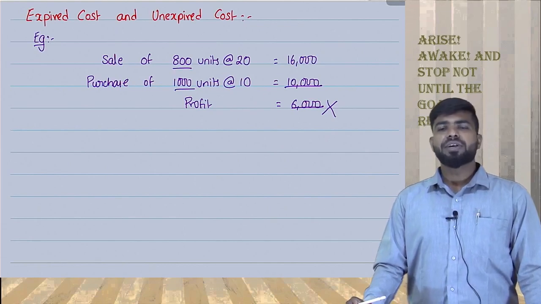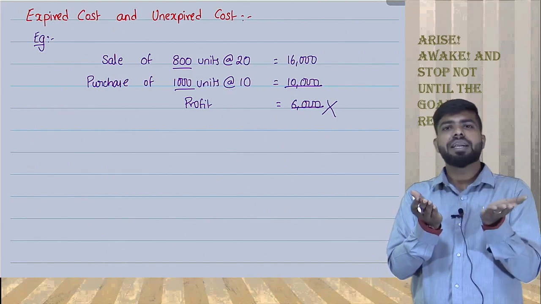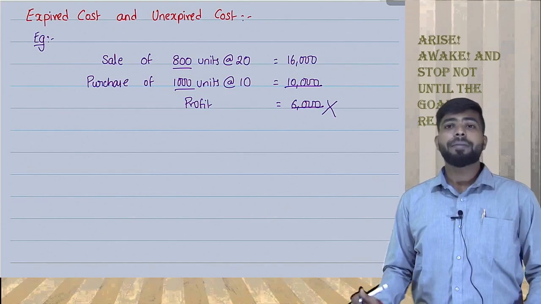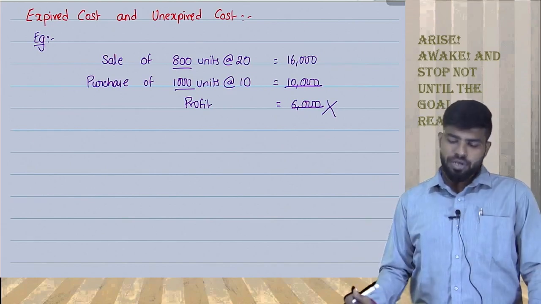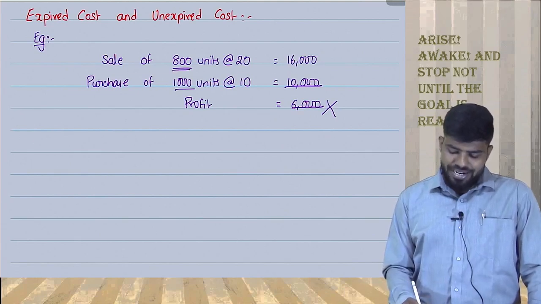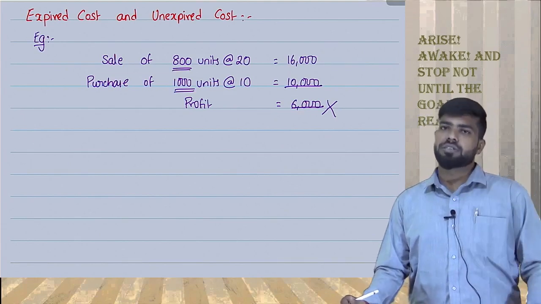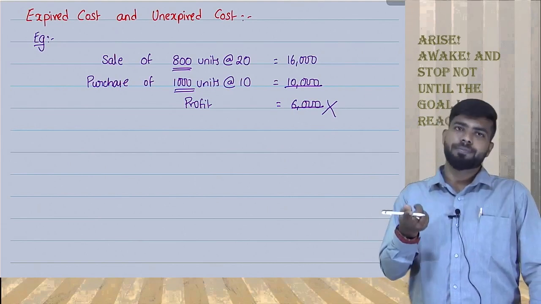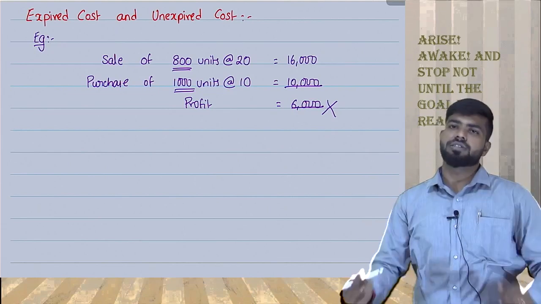How to calculate the profit? We should compare the equal number of units. Revenue of n number of units should be compared with the cost of n number of units. You cannot compare unequal unit values. So we have to compare the 800 units revenue with the 800 units of purchase cost. What I am doing here is against the matching principle. So you need to match 800 units revenue with 800 units cost.